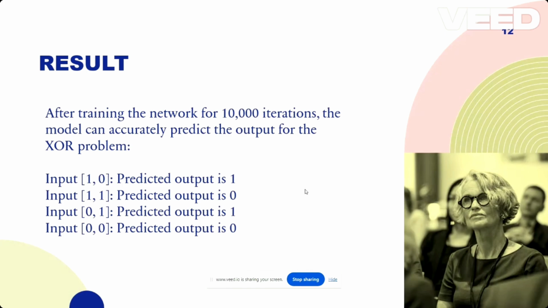After training the network for 10,000 iterations, the model can accurately predict the output for the XOR problem. For input of 1 0, the predicted output is 1, and 1 1 input predicted output is 0, and for 0 1 input the predicted output is 1, and 0 0 input predicted output is 0.